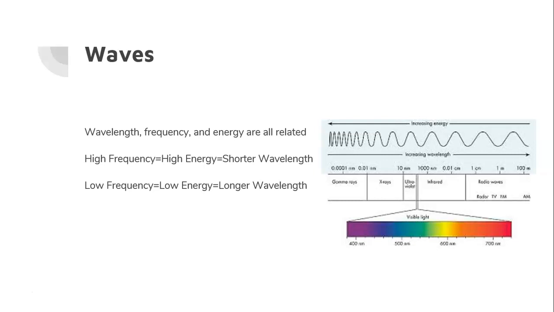And so the three things that we need to understand, and you're going to put this on your paper at the top, is that wavelength, frequency, and energy are all related. So at the top of your paper, you want to write that high frequency equals high energy, which equals shorter wavelength. And then low frequency equals low energy equals longer wavelength.